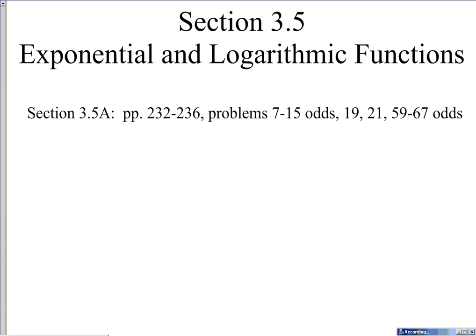Section 3.5, exponential and logarithmic functions. For this section, we are just going to look at some of the even numbered problems from each of the two parts, A and B, to 3.5 together. Then you'll have the odds to do for homework. So open up your books to page 232.